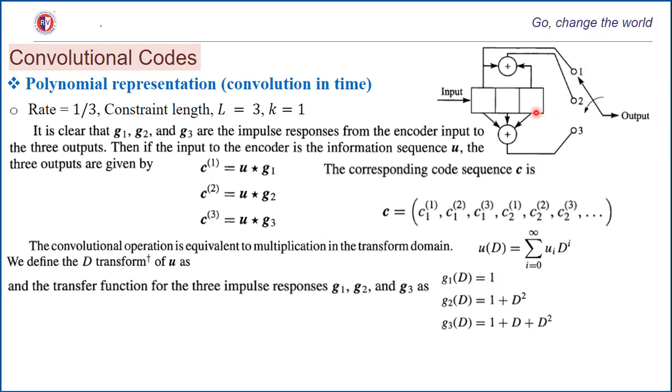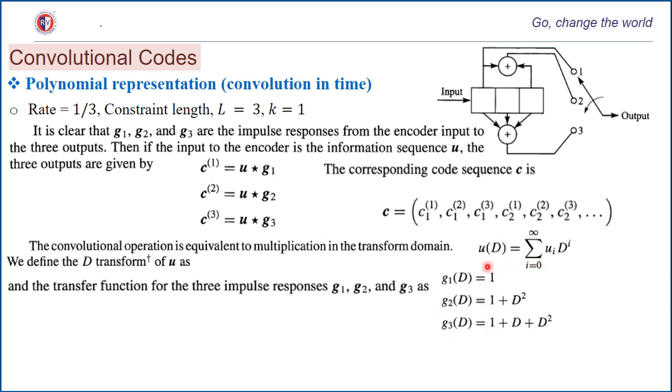g2 of D, or the second output of the encoder, is obtained by adding the first and the last one. Since I have told you this is D power 0, D power 1, and D power 2, this will be 1 plus D square. And accordingly, g3 of D is obtained by adding in the D transform domain, this will be D power 0, D power 1, and D power 2, and hence it is 1 plus D plus D square. So these are the polynomials for the generators.